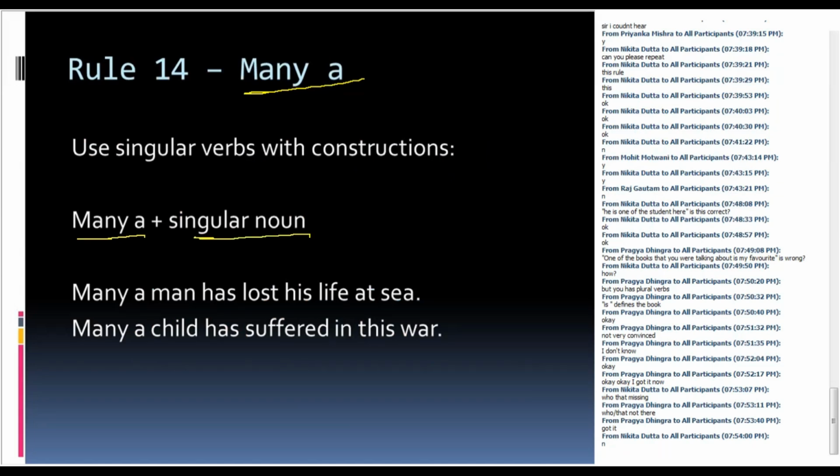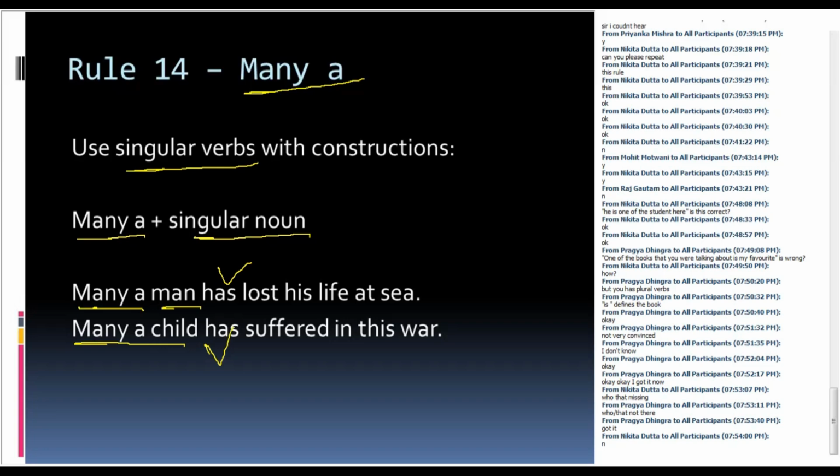So what happens? This entire sentence, the subject becomes singular, and that is why you will have to use singular verbs. If you say, many a man has lost his life at sea. Many a child has suffered in this war.